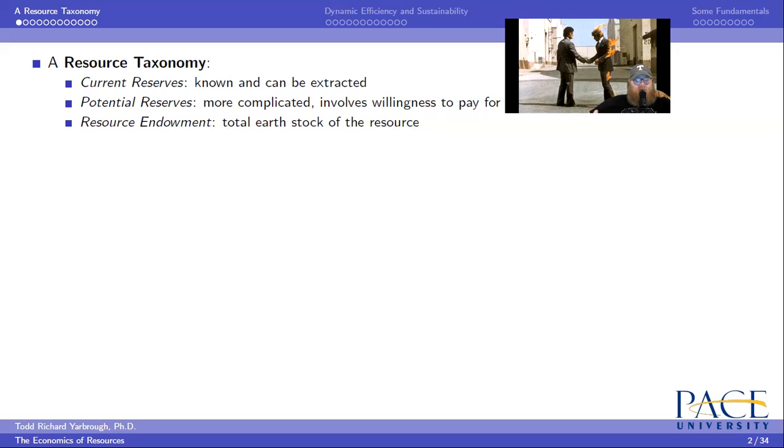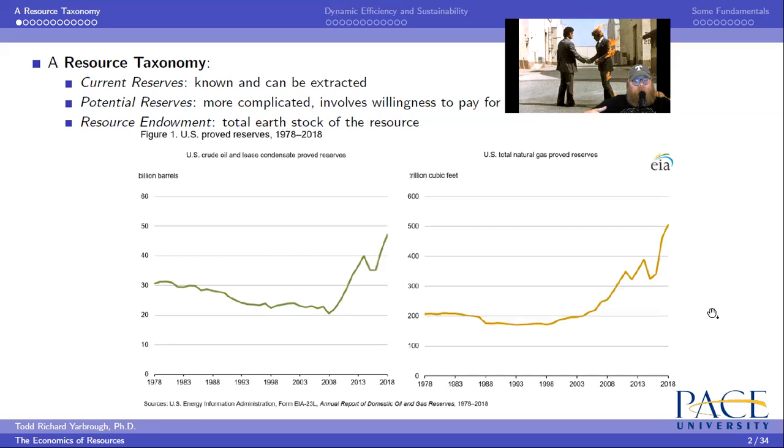And then we can think about the resource endowment as being the total earth stock of a particular resource, or if we want to think about that regionally or even subnationally, we can think about the United States having its own resource endowment, or even the state of New York having its own resource endowment, or we can think about resource endowments in a more global way.